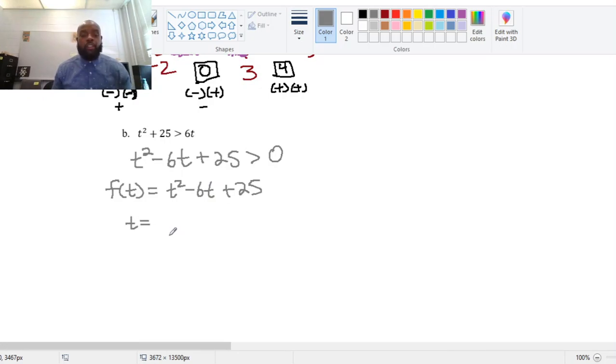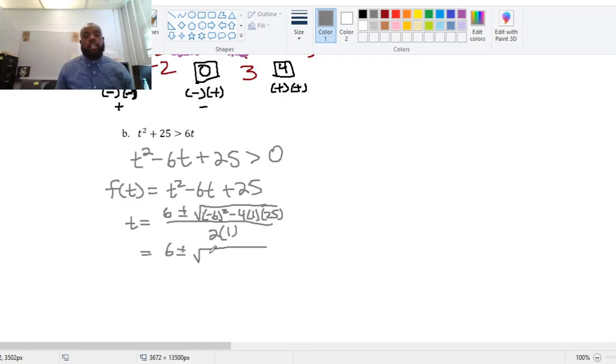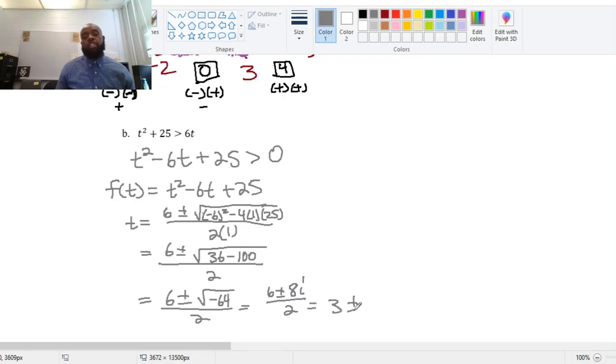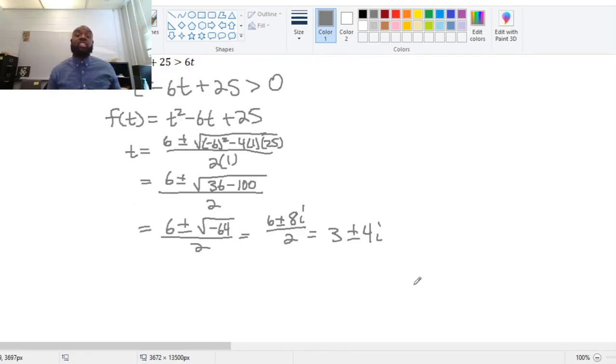Remember, you always have your quadratic formula. So it's -b, so that'll be a positive 6, plus or minus the square root of b squared minus 4 times 1 times 25, all over 2 times a, which is 1. If I simplify this, that'd be 36 minus 100, and 36 minus 100 is -64. So that'll be 6 plus or minus 8i over 2, or 3 plus or minus 4i, right? Notice these are imaginary numbers. These are not real.